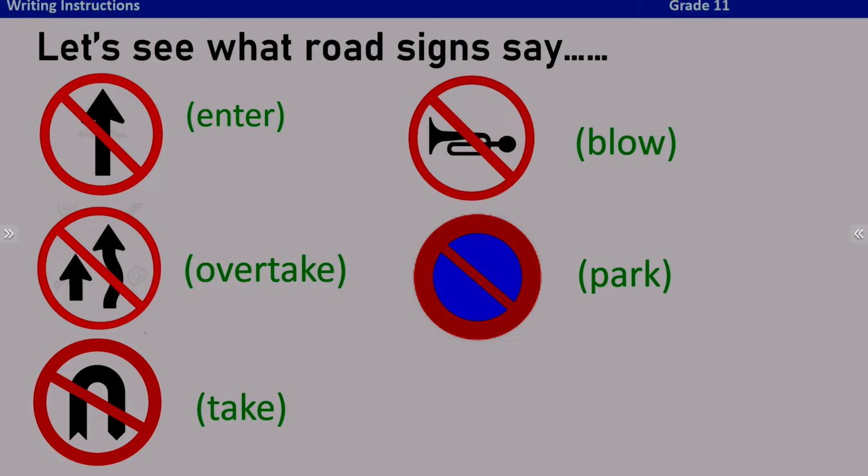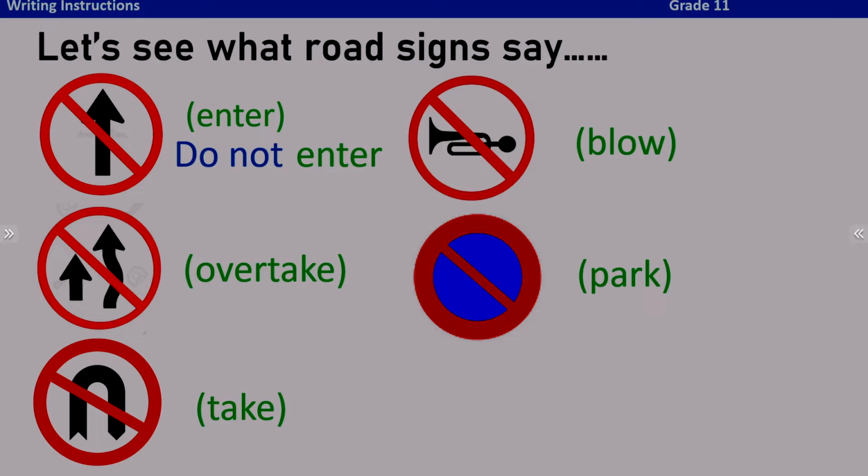Let's see the first one. The verb is given as enter. It is in green. Hope you remember the color code. And there is a line across, means it is said not to do this. So this is the first sentence. Do not do what? Do not enter.